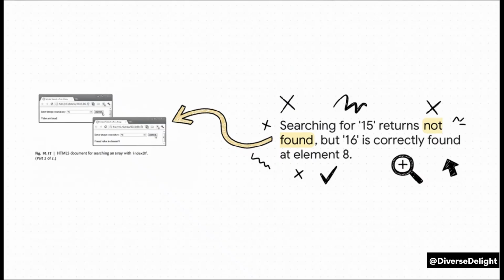And here we see it in action. Look at the top window. The user is searching for the number 15. The program uses indexOf. It gets back a -1, so it knows to say value not found. Simple. Now look at the bottom. The user searches for 16. This time, indexOf finds it, returns the index 8, and the program can tell us, found it. It's at element 8. So fast and efficient.